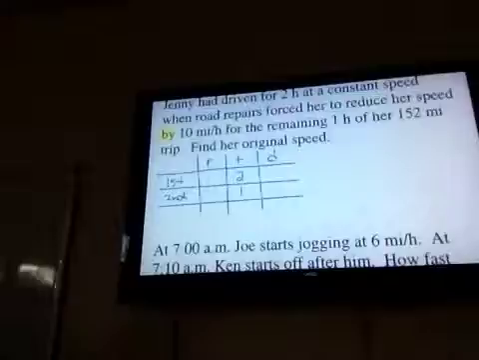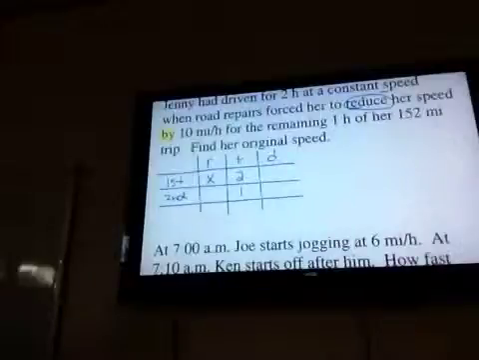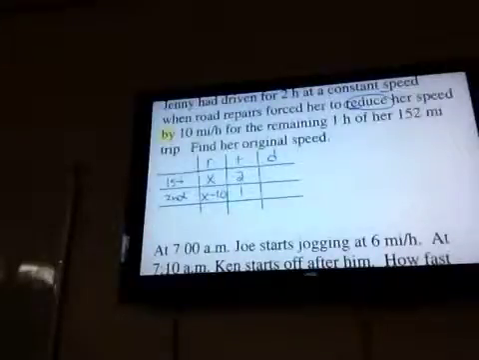So we're going to make that rate our x. The first part of her trip, she was going x miles per hour. Reduce would indicate that we're going to subtract. And she's reducing by 10, so x minus 10. So again, if it said reduce to, then we would have just written 10. Okay?